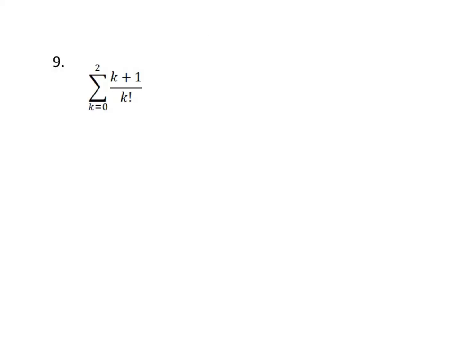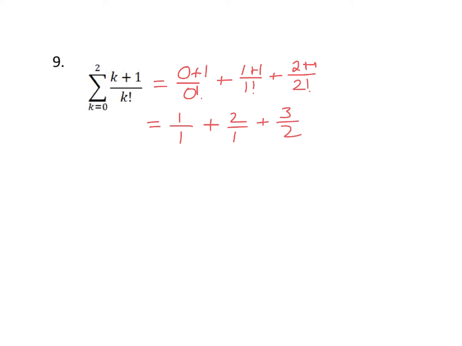So for number 9, again, you're welcome to pause and try it on your own. We are going to start with 0. First term is going to be 0 plus 1 over 0 factorial. My next term is going to be 1 plus 1 over 1 factorial. My third and final term is going to be 2 plus 1 over 2 factorial. If I combine all of those together, remember 0 factorial is 1, I end up getting 4.5.